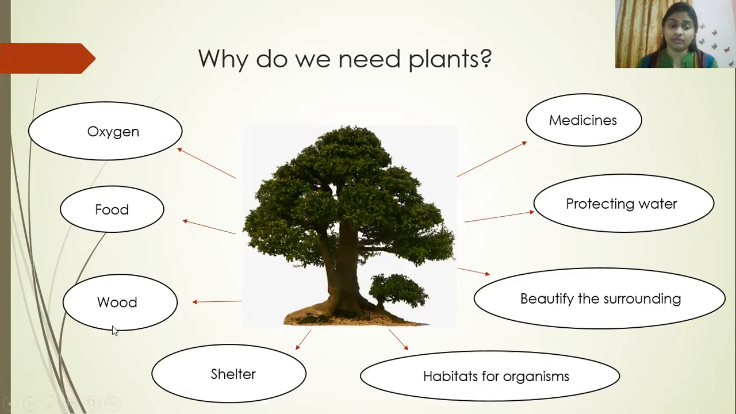Then wood. We have a lot of items made out of wood in our homes. Then shelter, habitats for organisms, and they beautify the surroundings, and protect water resources. Plant roots are tightly attached to the ground, and their roots protect the soil as well as water resources too. Then protecting water, that is the other one. Then medicines. We gain a lot of benefits from trees and plants. We can identify those from this mind map.